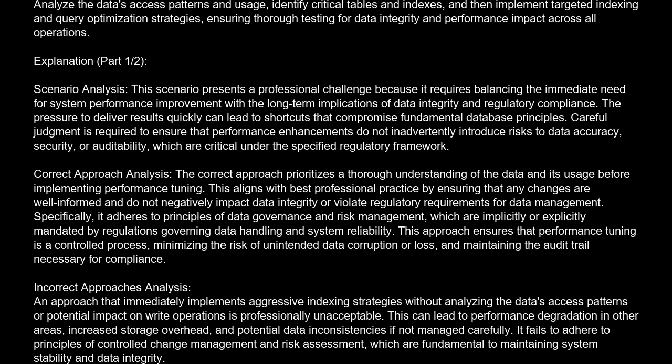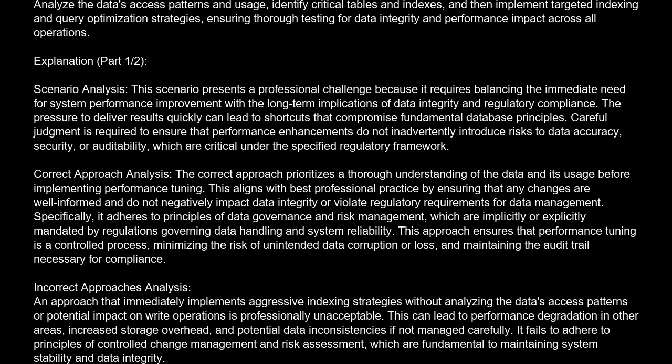Correct approach analysis. The correct approach prioritizes a thorough understanding of the data and its usage before implementing performance tuning. This aligns with best professional practice by ensuring that any changes are well-informed and do not negatively impact data integrity or violate regulatory requirements for data management. Specifically, it adheres to principles of data governance and risk management, which are implicitly or explicitly mandated by regulations governing data handling and system reliability. This approach ensures that performance tuning is a controlled process, minimizing the risk of unintended data corruption or loss, and maintaining the audit trail necessary for compliance.